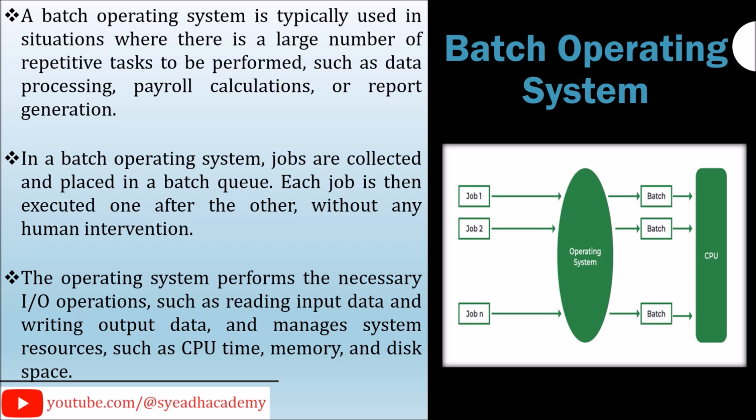In a batch operating system, jobs are collected and placed in a batch queue. Each job is then executed one after the other, without any human intervention. The operating system performs the necessary input and output operations, such as reading input data and writing output data, and manages system resources, such as CPU time, memory, and disk space.